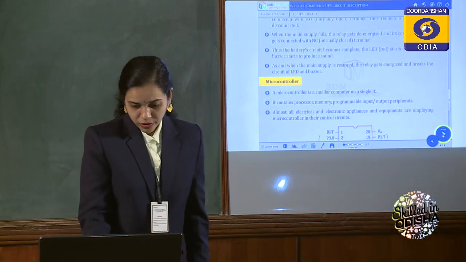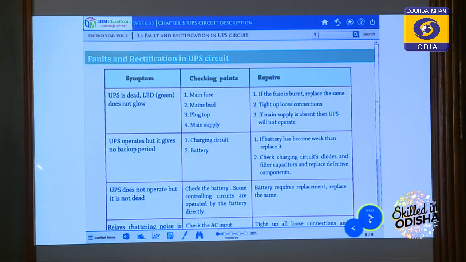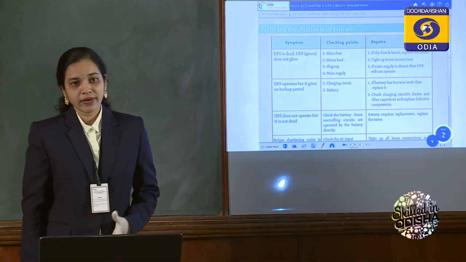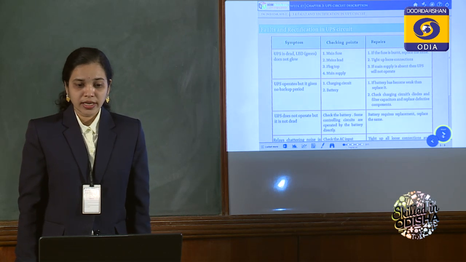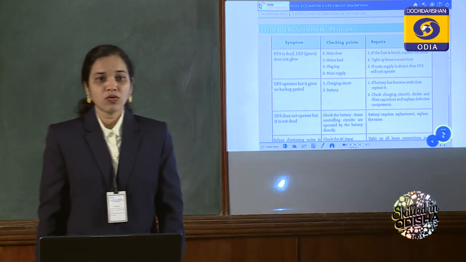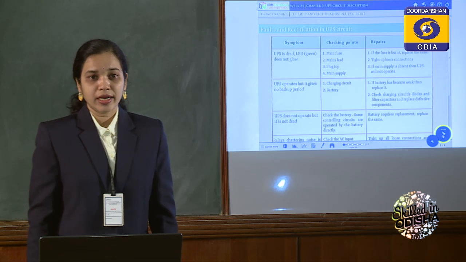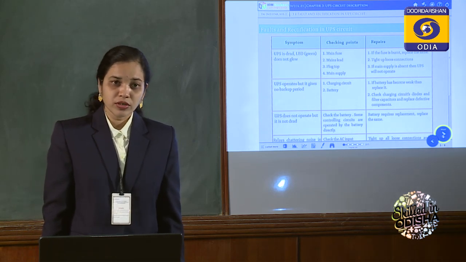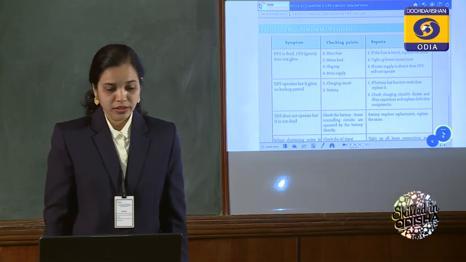So here also we are using a microcontroller. Now we will see what are the faults and rectifications in a UPS circuit. Generally, what expected faults can we find in a UPS, what are the checkpoints, and what can be the possible repairs we will do to repair a UPS.